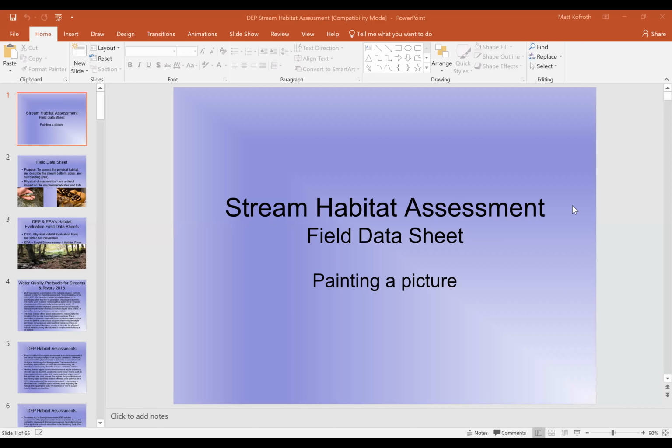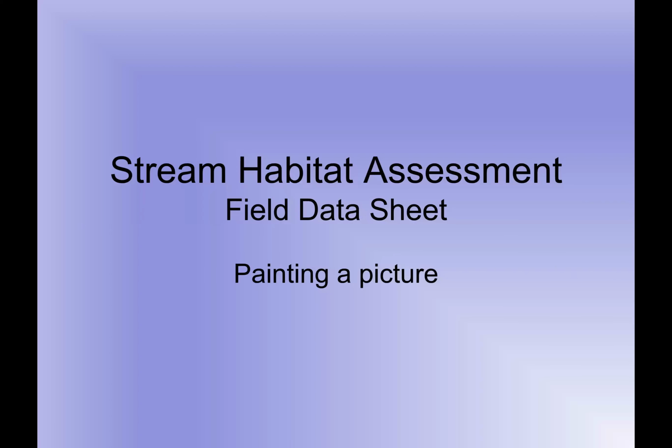So the stream habitat assessment and field data sheet is really painting a picture of what the aquatic community looks like, not necessarily in the stream, but the habitat around that stream. Is it conducive for really good aquatic habitat and land use practices that would mean that potentially the water quality in that particular area is improving, or at least has pretty good indications of good water quality.